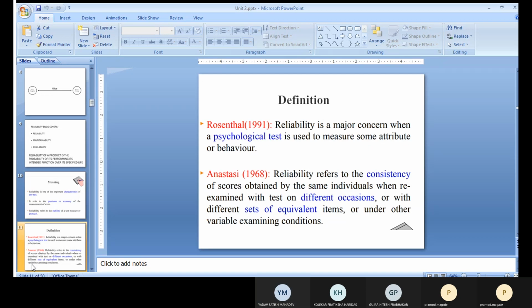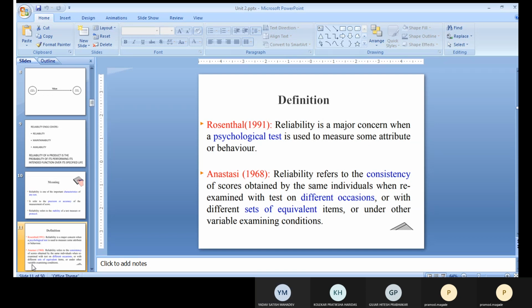Now many more definitions. So there were scientists in 1991 and 1968. They have mentioned their definitions in that era. Reliability is a major concern when a psychological test is used to measure some attributes or behavior of the particular product. Correct? So that will be the approximate definition in 1991.